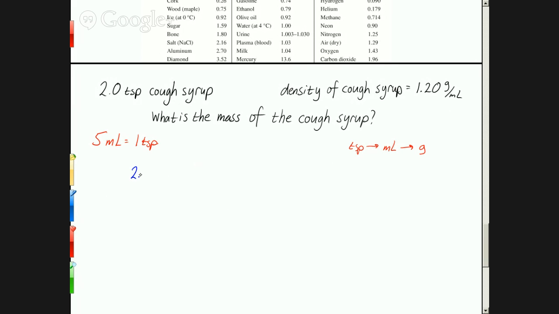So we've got 2 teaspoons times, and what are we going to put on top and bottom here? Yeah, milliliters on top and teaspoons on bottom, because we want to get rid of the teaspoons and end up with the milliliters. So we've got 5 milliliters per teaspoon.